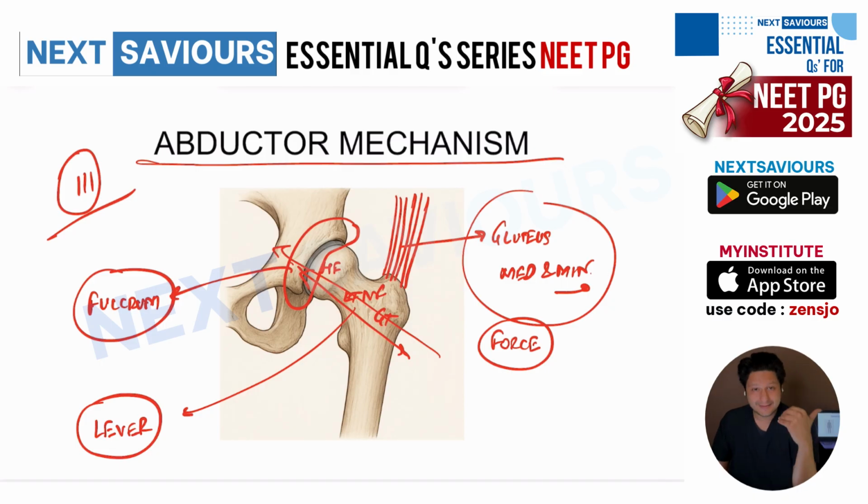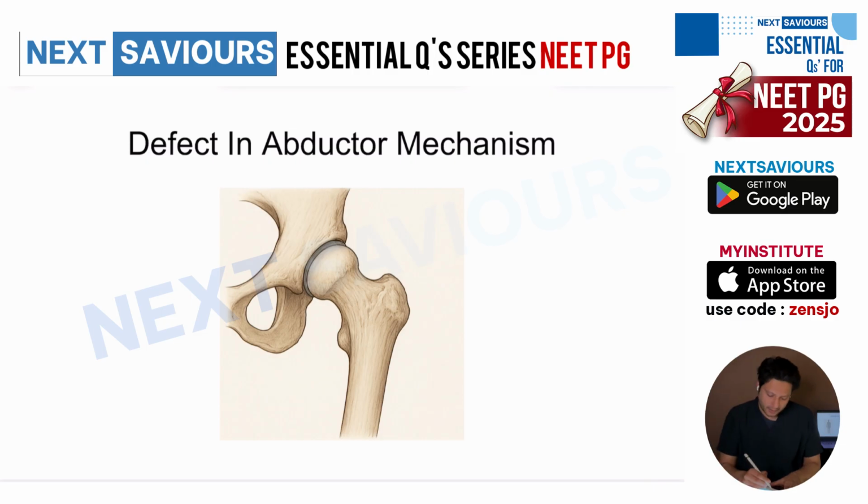It is essential for maintaining the stability of the human body when he is standing on one foot or when he is bearing weight on one lower limb. Now, we have already understood that there is a force. The three components of the lever mechanism are the force, the lever arm, and the fulcrum.